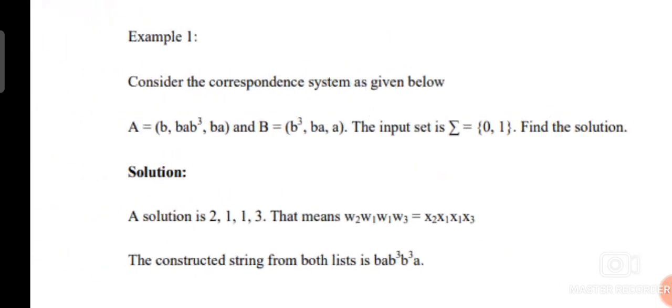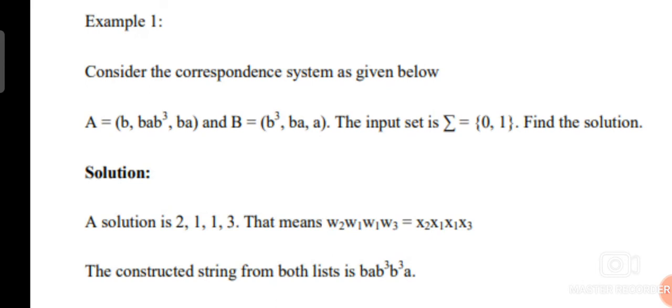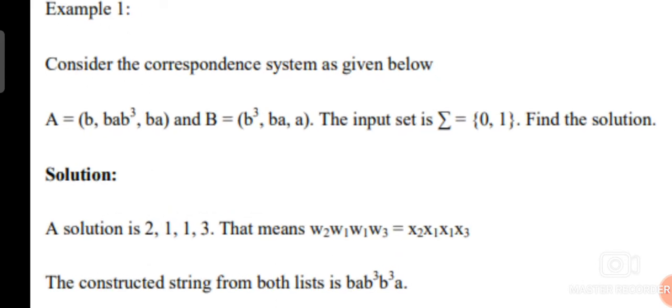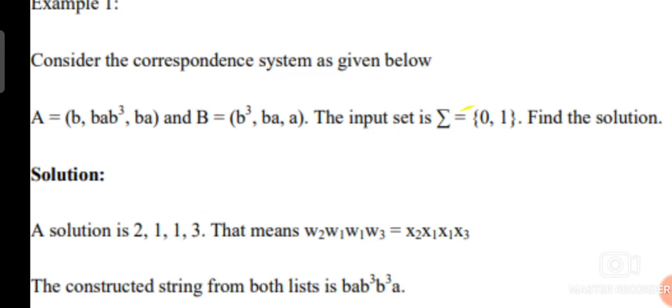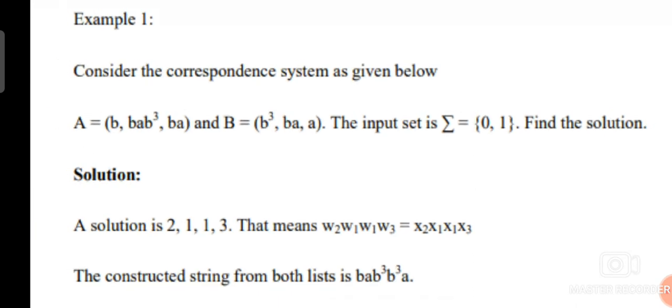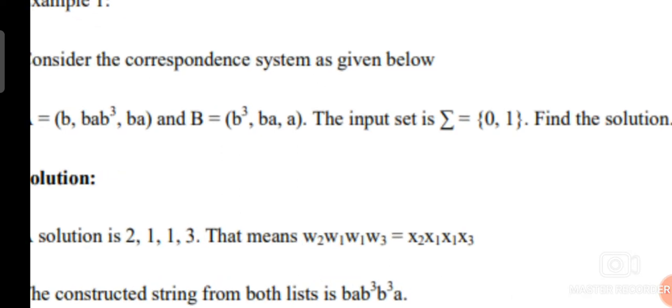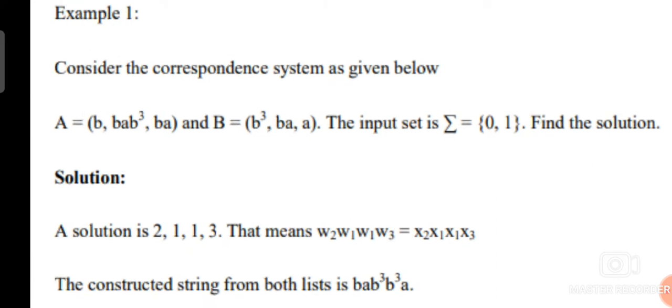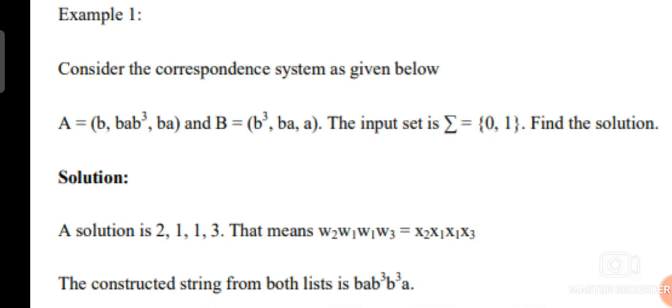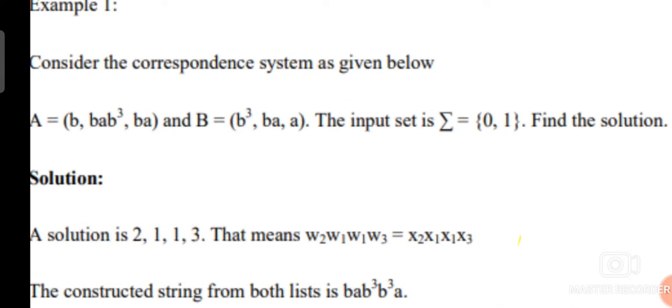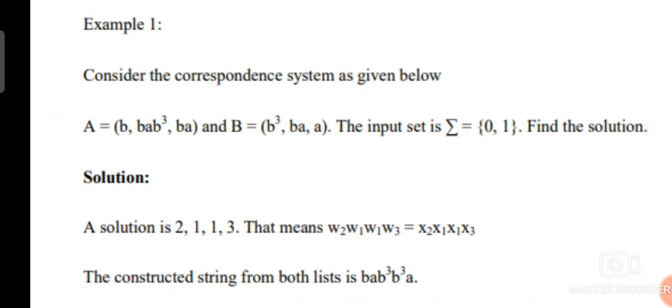Consider the correspondence system with the given list. We are having two lists A and B. Each list has three strings. So we can call the strings of the first list W1 equal to B, W2 equal to BA, B power 3, W3 equal to BA. And let us name the strings of the second list with the help of the variable X. X1 equal to B power 3, X2 equal to BA, X3 equal to A.